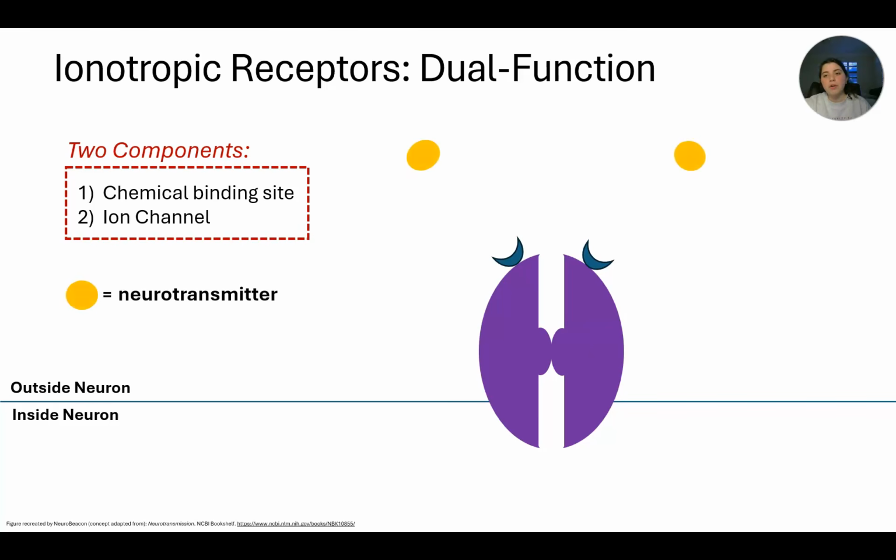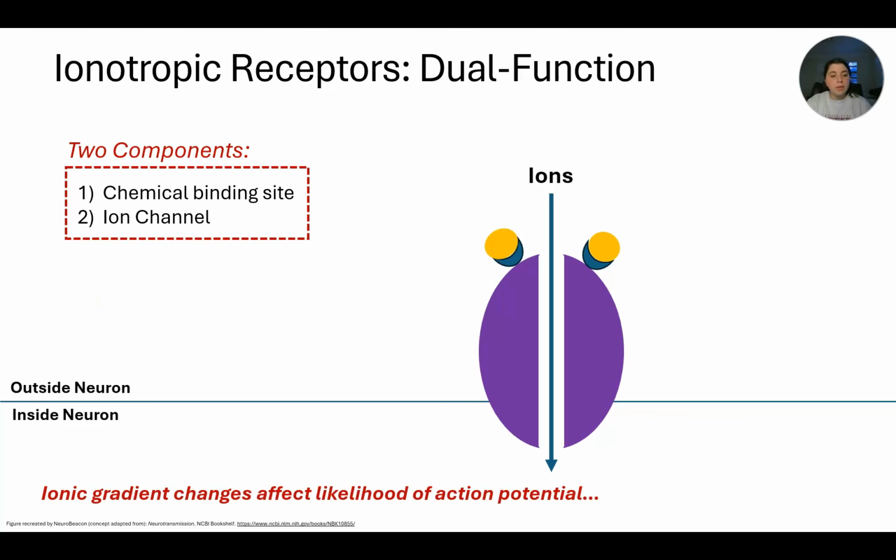So let's say you have your neurotransmitter molecules, they bind, then immediately the actual ion channel will open up, and ions will be able to flow through the ionotropic receptor, and they might be flowing inside the neuron or outside the neuron, but in any case, within this one receptor, you have the dual function of chemical binding of a neurotransmitter, as well as the creation of a change in the electric potential across the neuron cell membrane. And so the same receptor that will bind neurotransmitters will also be able to affect the likelihood of an action potential firing.